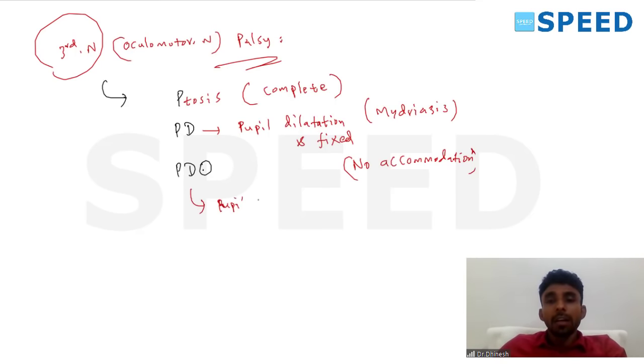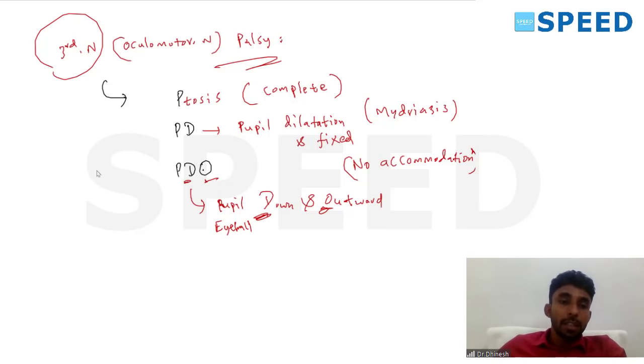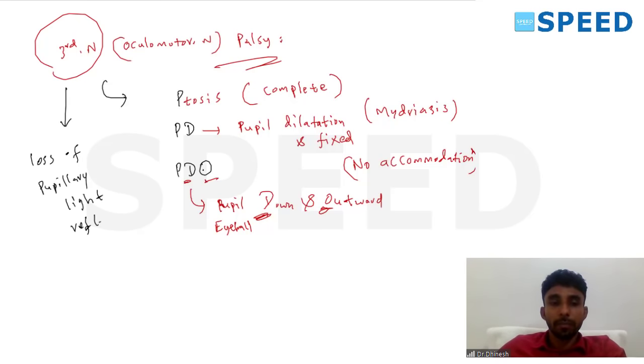Yes. The eyeball is deviated, moving down and out, downward and outward movement of the pupil, or you can say eyeball. These are the clinical features of oculomotor nerve injury. And other than this, there will be loss of the pupillary light reflex, because the efferent for the pupillary light reflex is the oculomotor nerve, isn't it? Fine. So these are the clinical features of oculomotor nerve palsy.